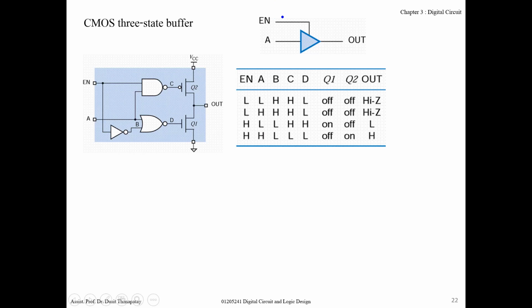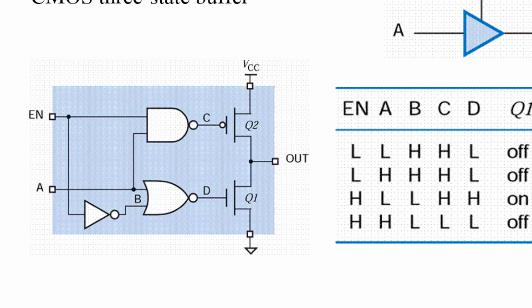But if enable is 0, this output will not be connected to input A. It will not be connected to the output of this logic gate. You can treat it as an open circuit or high impedance. So, okay, how does it work? Okay, for detail, let's analyze.